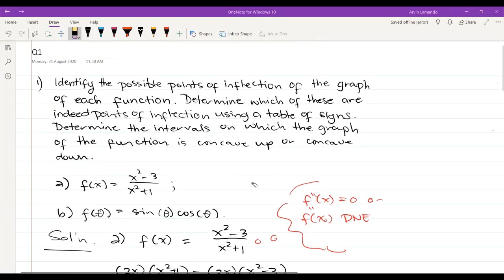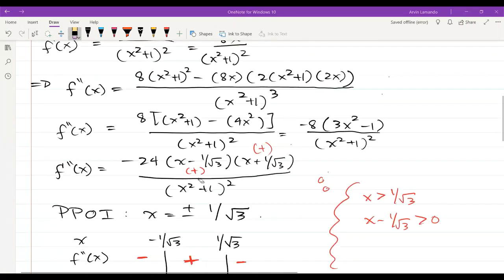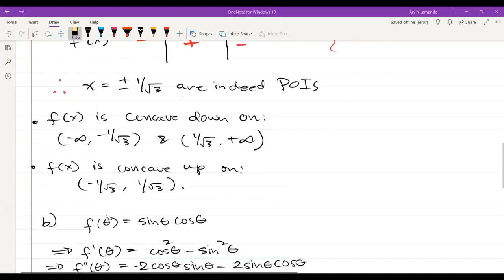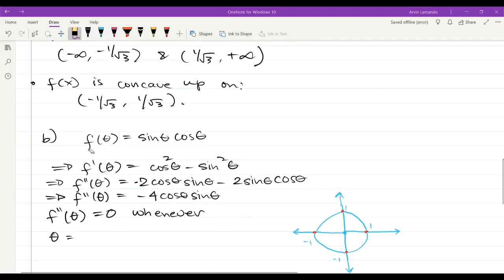Okay, for the second function, f of theta equals sine theta times cosine theta, we are being asked to find the possible points of inflection of f of theta. To do this, we need to solve for the second derivative of f of theta. I have already prepared the computation of f double prime of theta. It is equal to -4 cosine theta sine theta.